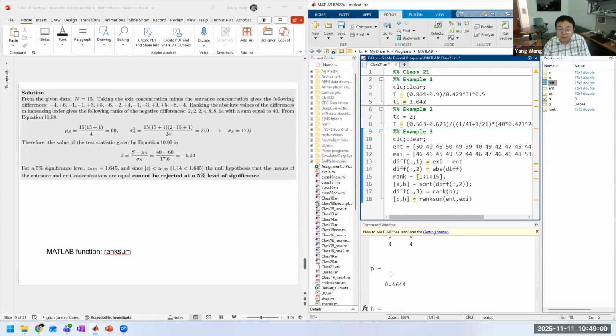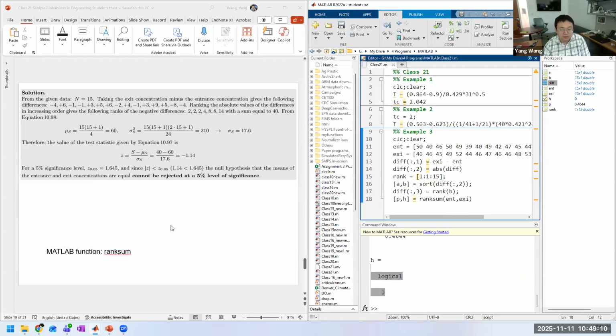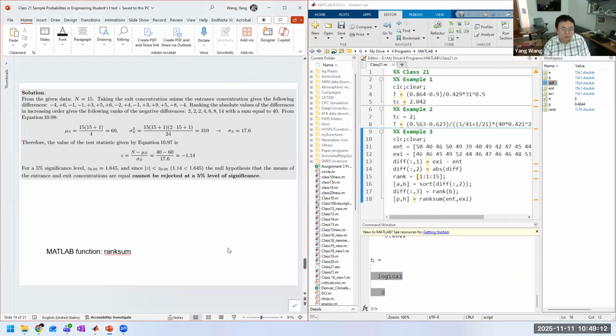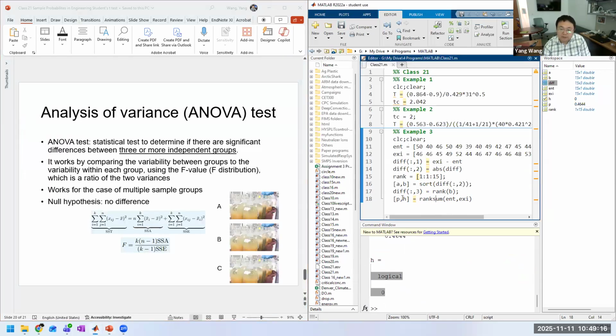Right, so you can see the p-value is very large. It's relatively large, so that's why the null hypothesis is not rejected. It's accepted, which means that these two data sets are not statistically different from each other. Okay, so this is the Wilcoxon test.